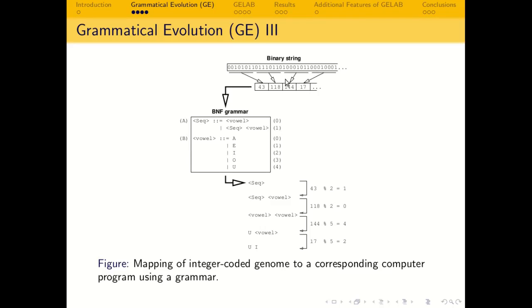This is a schematic of a typical mapping of how grammatical evolution works. Here is our binary string, and chunks of the binary numbers are taken to create integer strings or integer vectors. We specify a BNF grammar over here, and the mapping is done for each integer in the array to whichever production rule suits it, and then eventually we create the corresponding computer programs.